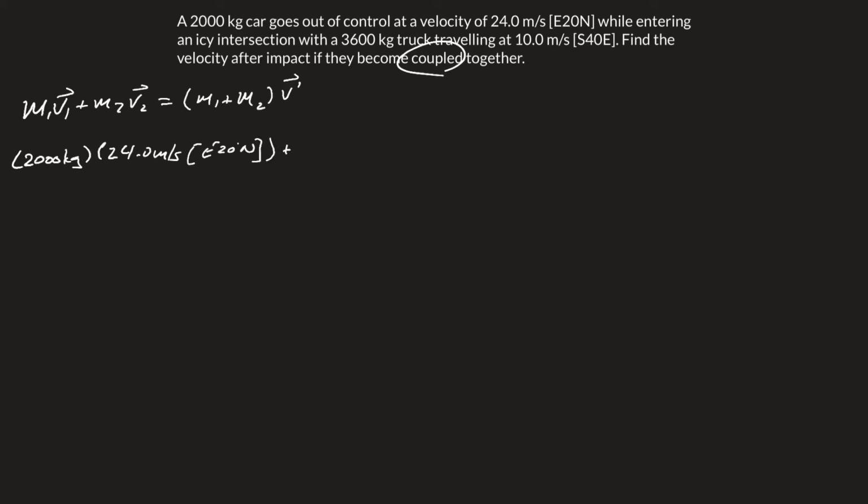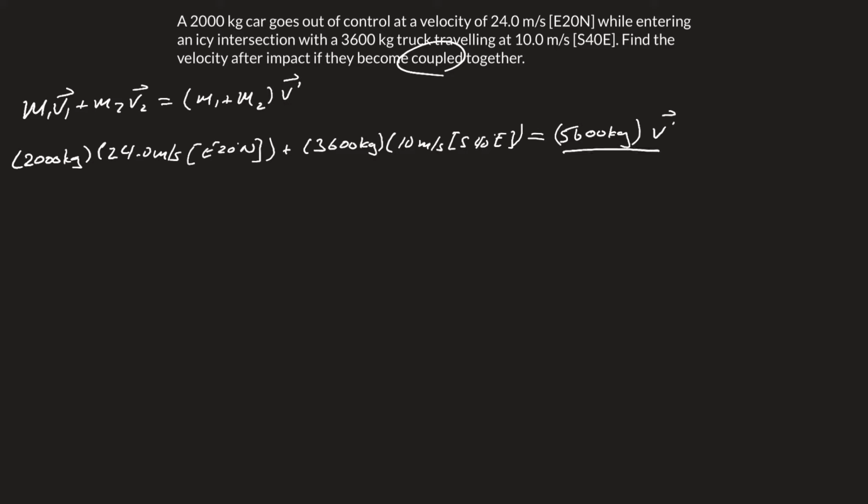Plus the second portion, 3,600 kilograms times 10 meters per second south, 40 degrees east, equal to m1 plus m2. So that's 2,000 plus 3,600, 5,600 kilograms times v prime. So on its surface, it doesn't look like we've done much, and it looks like we need to actually put these into component values to solve for them.